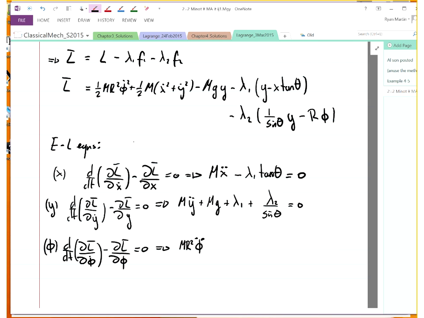Now where else do I have phi, for the ∂L̄/∂φ, in my equation? Phi only shows up in the absolute last term. There's a plus lambda 2 r phi. If I take the derivative with respect to phi, I get plus lambda 2 r. And then I have to take minus the ∂L̄/∂φ, so it's minus lambda 2 capital R. And that's got to equal 0.